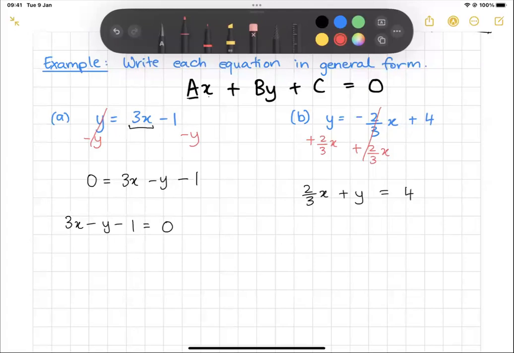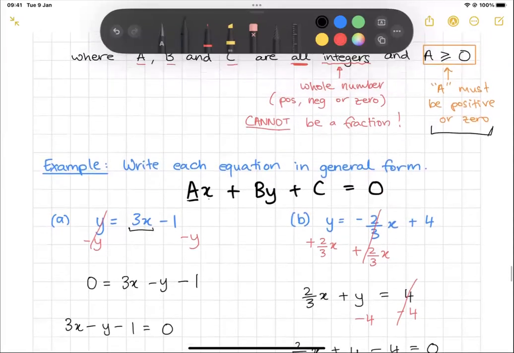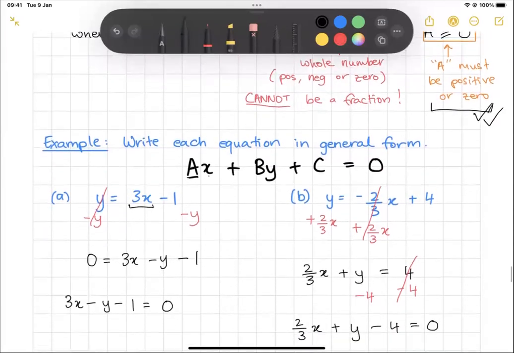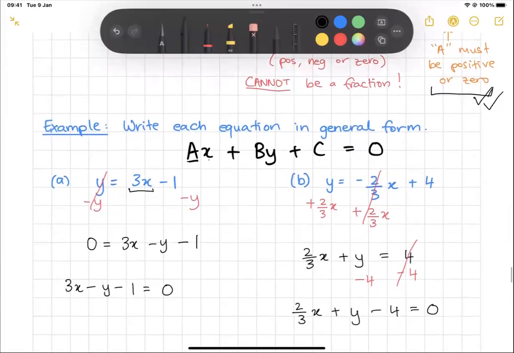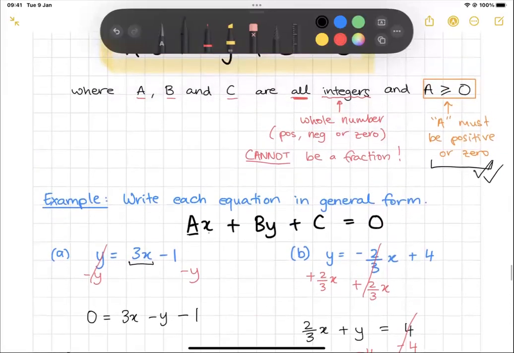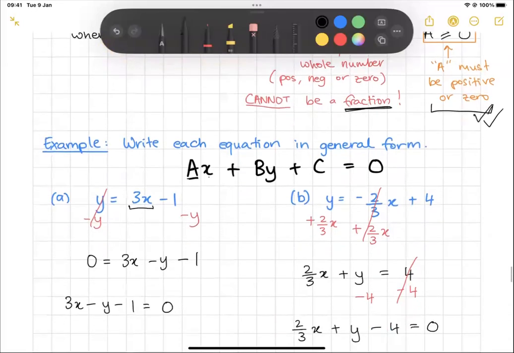I need to now move this 4 to the other side to make sure it's in my general form. I'm going to minus that on both sides. What I'm left with right now is 2 over 3x plus y minus 4 equal to 0. So one of my conditions has been met. A is already positive. 2 over 3 is positive. But my second condition is that all my integers, A, B, and C, need to be an integer. They cannot be a fraction. What do I see in my A?